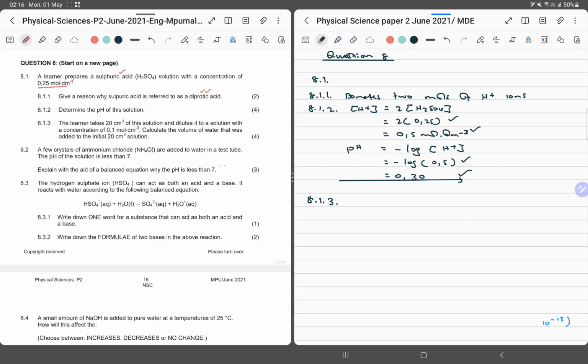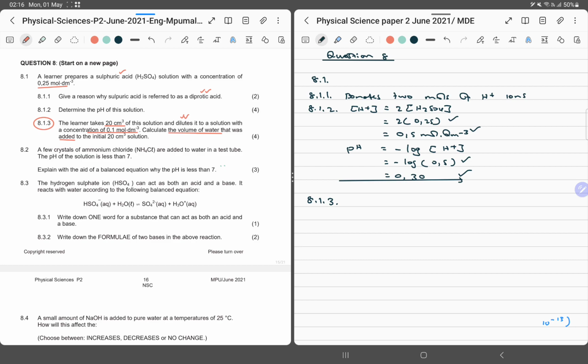8.1.3 says, the learner takes 20 centimeter cubed of the solution and dilutes it to a solution with a concentration of 0.1 mole per decimeter cubed. It says now calculate the volume of water that was added to the initial 20 centimeter cubed. So this question is a silly question. It can hurt you if you don't remember.